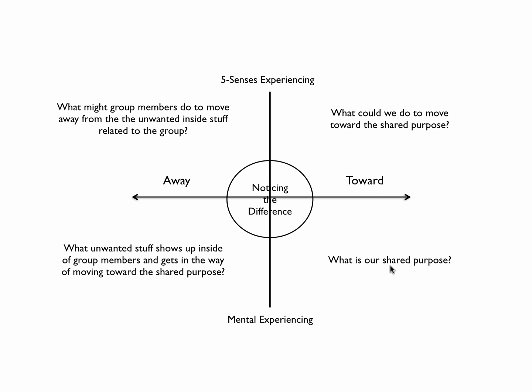Okay. What is the shared purpose? We don't have to belabor this right now because that's going to be an ongoing topic, but you have them write it down, and start at least giving some broad brush stuff of what the shared purpose of the group is. What kind of unwanted stuff shows up inside of group members and gets in the way of moving towards a shared purpose? So anger, ego, frustrations, all kinds of stuff can show up that can get in the way. And this is light. Keep it light, nice and light and breezy.